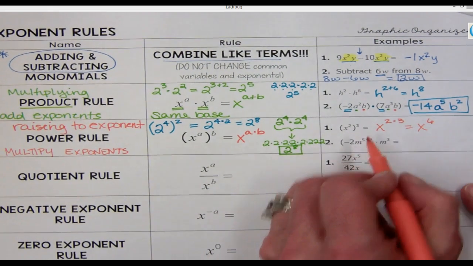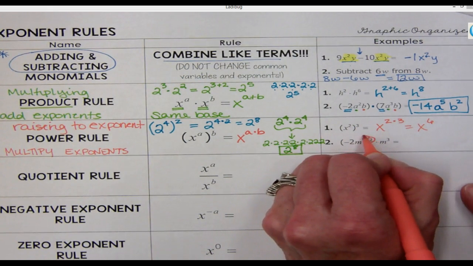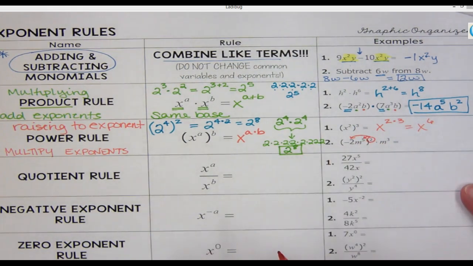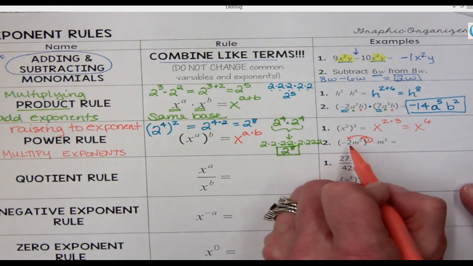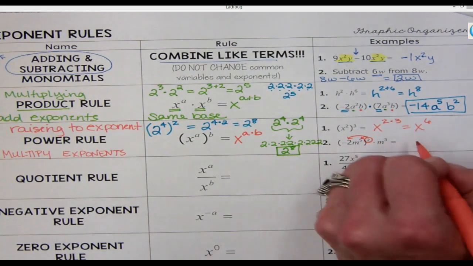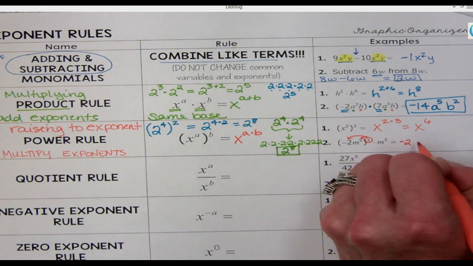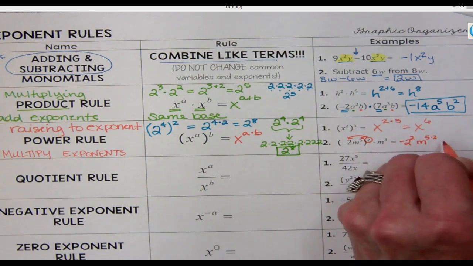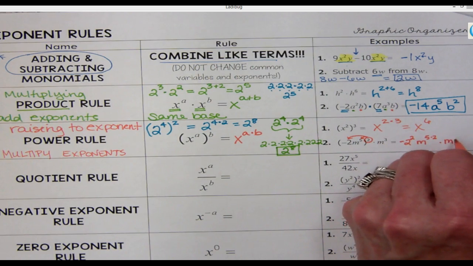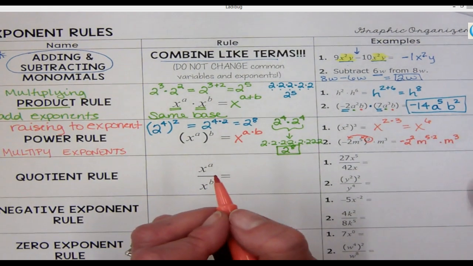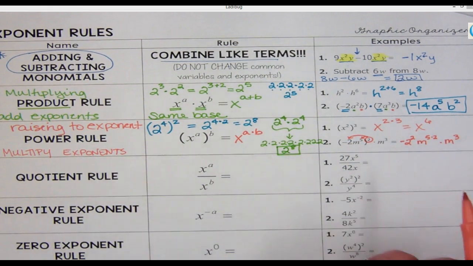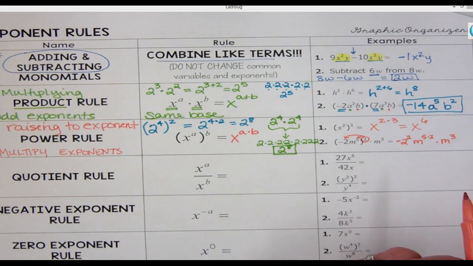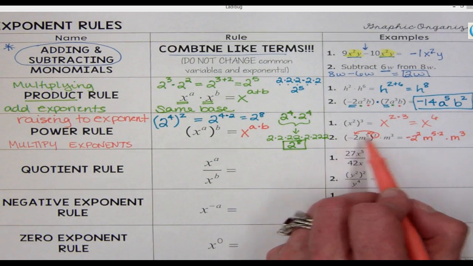Then here, you need to make sure this 2 gets distributed to every term in the parentheses. And we'll work some of those problems. So this would be the same as negative 2 squared, then m to the 5th times 2 times m to the third. That's a little bit convoluted. I don't really like to do it that way because that looks so big, but just to show you how this 2 gets distributed to both.